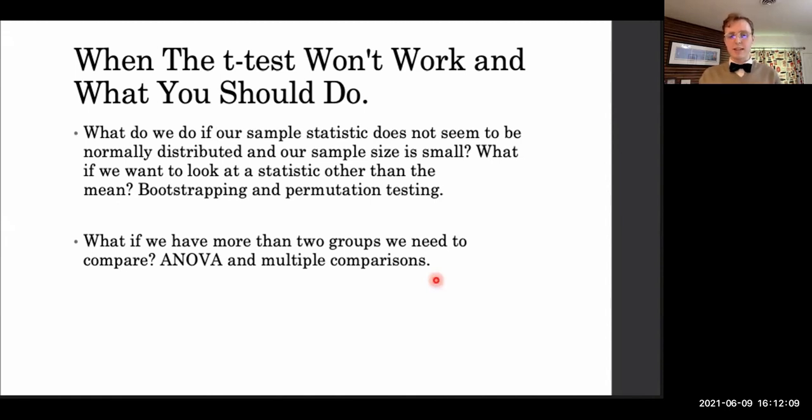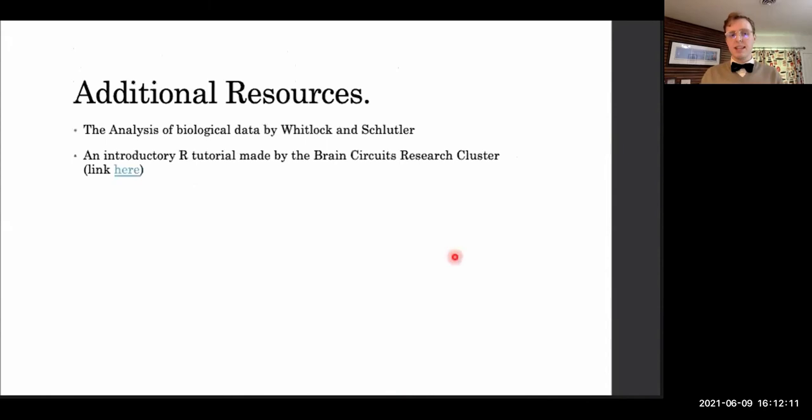So then the last thing I want to say is just a couple of additional resources. The Analysis of Biological Data by Whitlock and Schluter is a fantastic textbook that covers all of this in much more detail. It's the only textbook I ever opened up after the class was actually done. I highly recommend it. And then also there is an introductory R tutorial that is made by the Brain Circuits Research Cluster. There is a link in the PDF slides that you all should have downloaded from the GitHub page, and it will go into a lot more detail on how to do stuff in R if that's where you're really getting stuck.